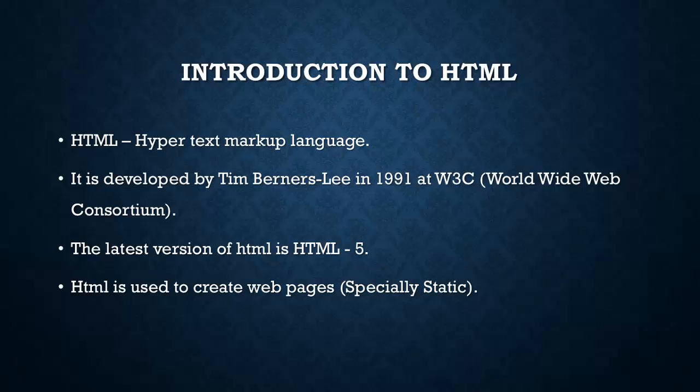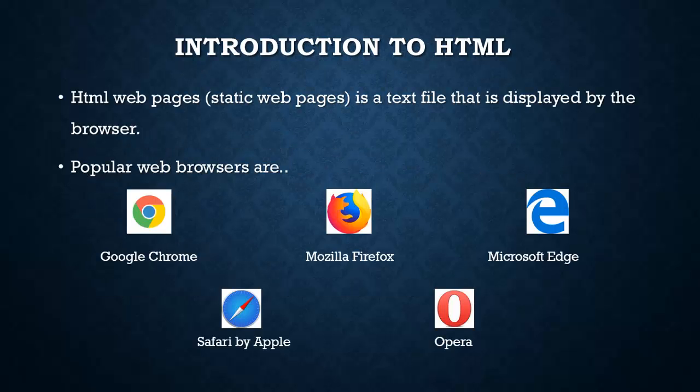Now the question is, what is the web page? So, web page is a simple text document that is displayed by the browser. Now the question is, what is the browser? So browser is simply a software used to access the web pages. Popular browsers are Google Chrome, Mozilla Firefox, Microsoft Edge, Safari, and Opera.